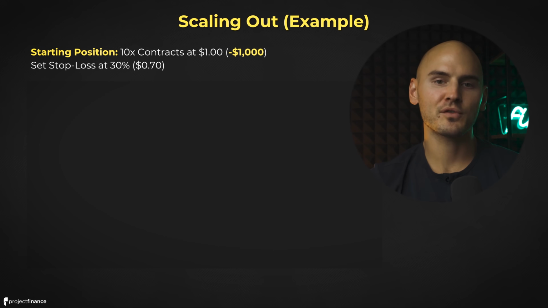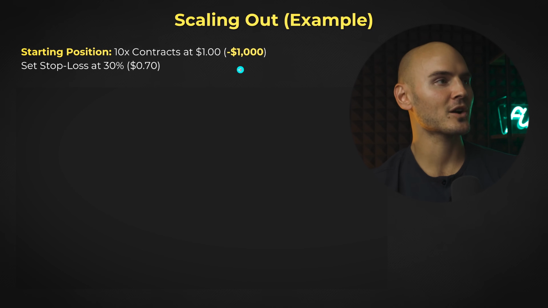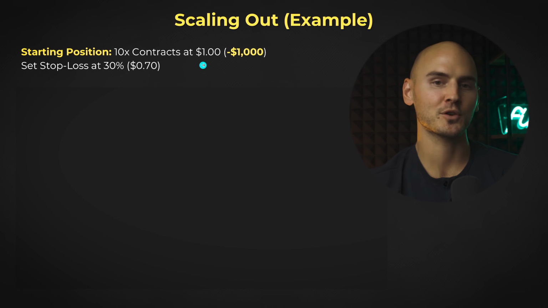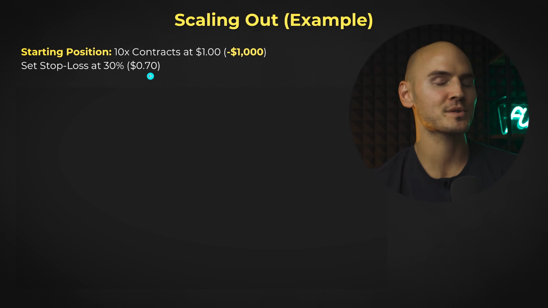Since these options are so volatile, if you get a move in your favor, it is very smart to start scaling out of the position. And here's exactly why, and here's an example. Let's say we start with 10 contracts at $1 a piece. This means we're going to start by paying $1,000 for this 0 DTE option position. And let's say we set our stop loss initially at 30%, which means we're going to close these options if they fall to 70 cents.